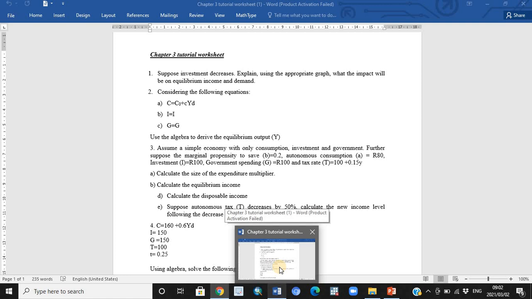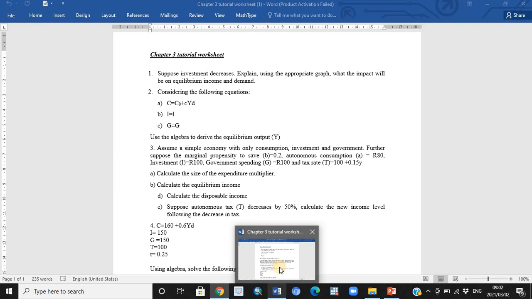Now, considering the following equations: C, which stands for consumption, is equal to autonomous consumption plus marginal propensity to consume multiplying the disposable income. Thereafter I'm just going to call them YD, given that it might take time to say the full names while I am deriving. And for I, we have I equal to autonomous I.